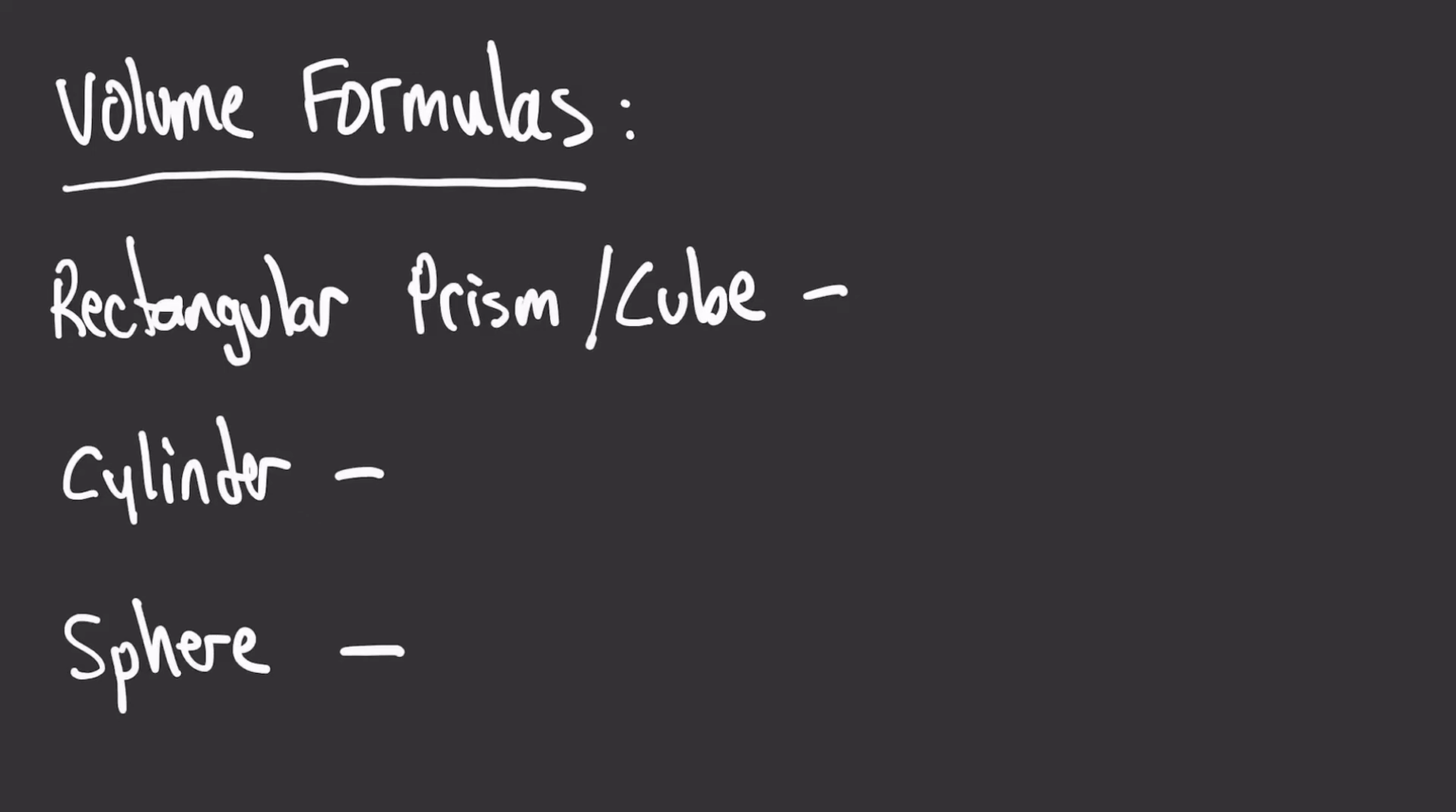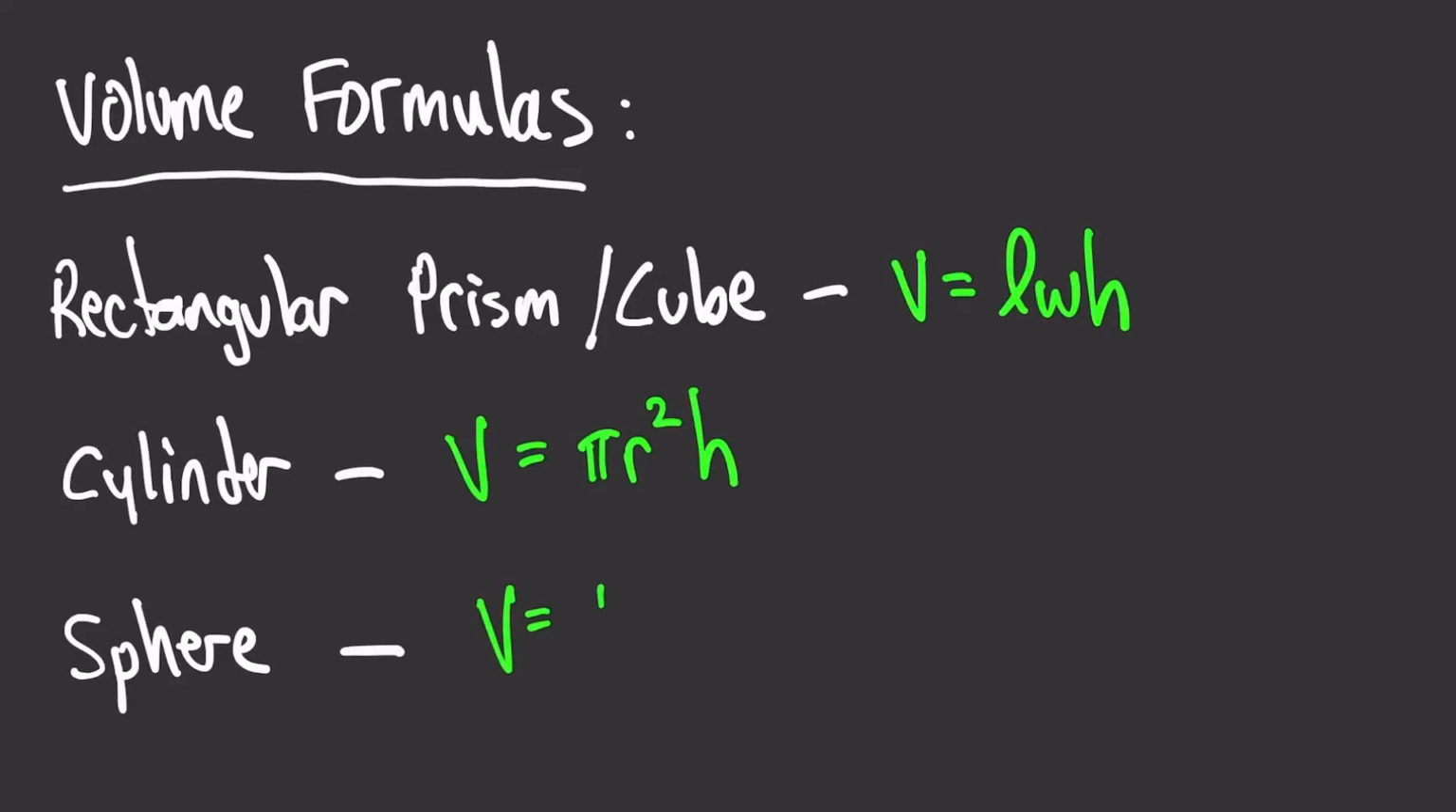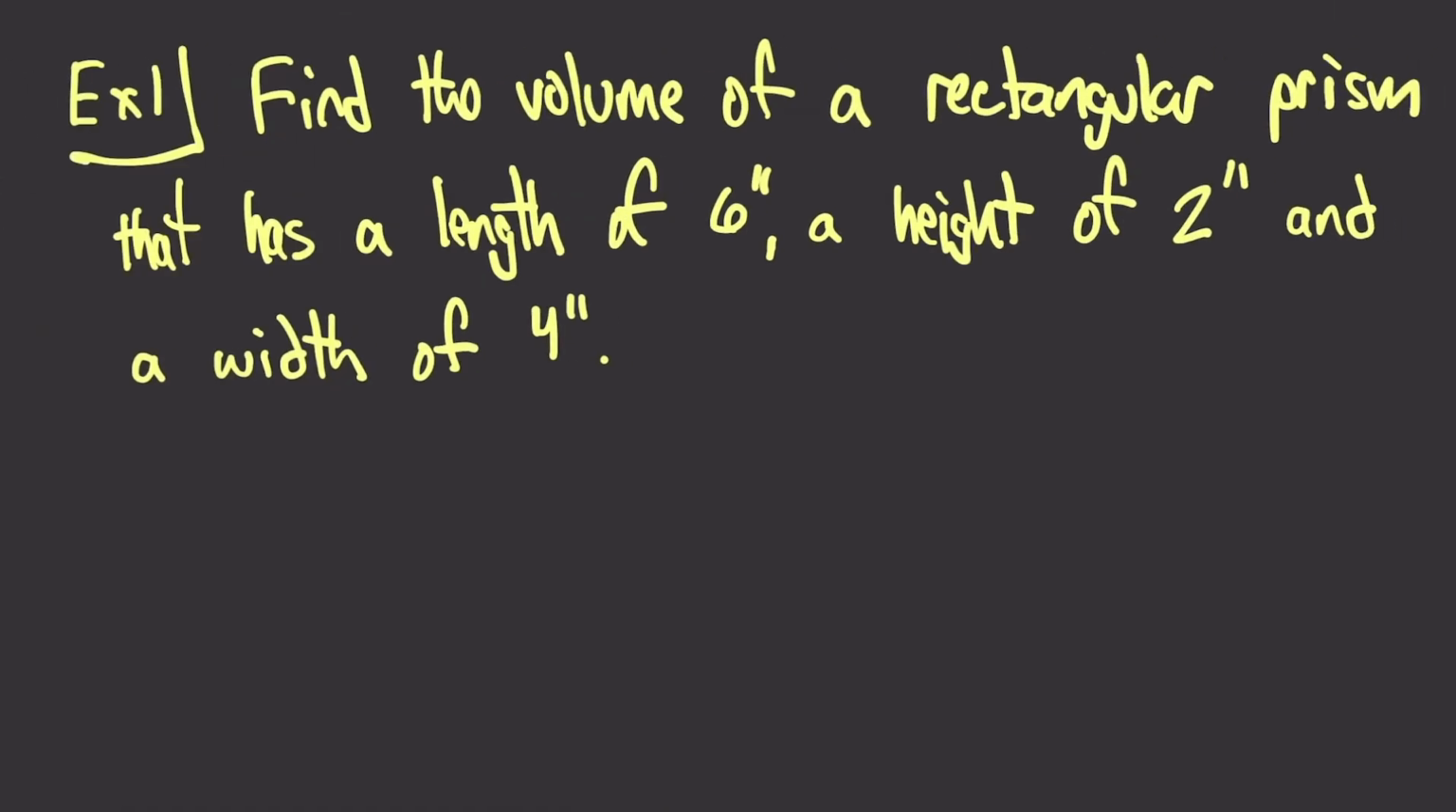Why don't we summarize those three formulas? You might want to just take a note card or a half sheet of paper and jot these down, and it'll help you with your Delta Math assignment. Our three volume formulas: rectangular prism or a cube, volume equals length times width times height. Volume of a cylinder is pi r squared h, and volume of a sphere is 4/3 pi r cubed. Let's put those into practice.